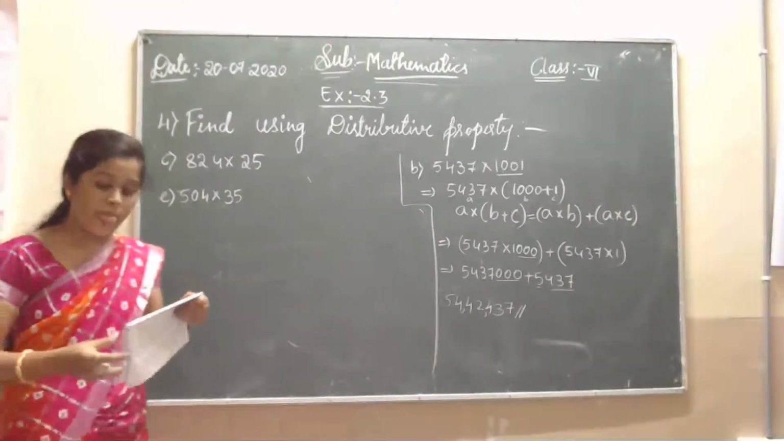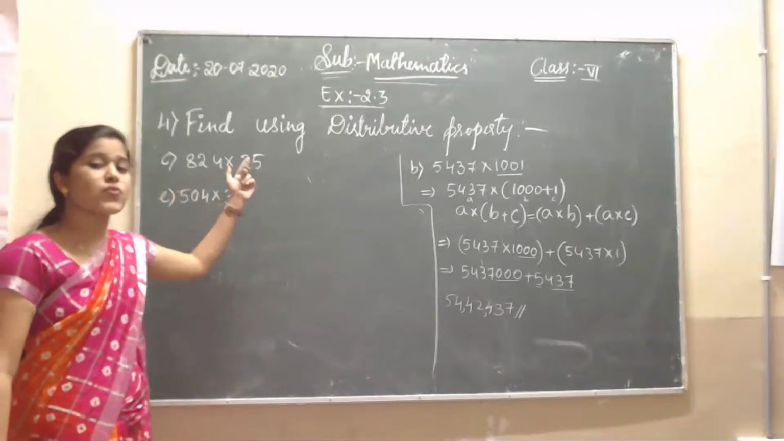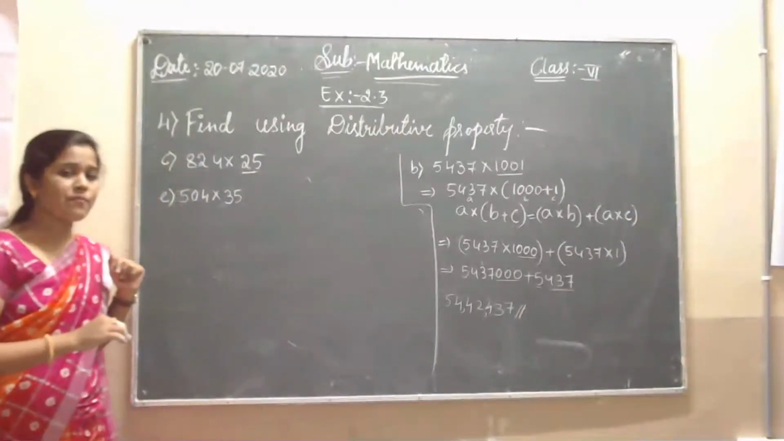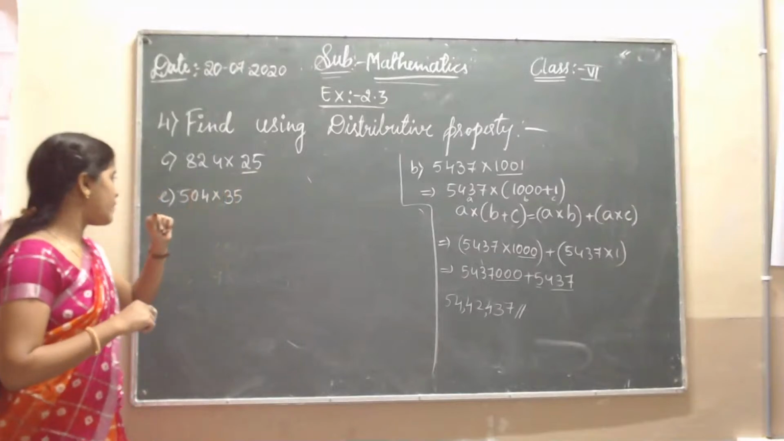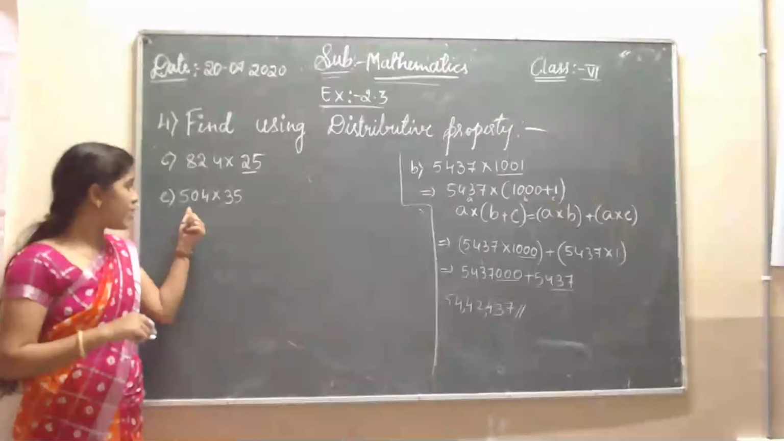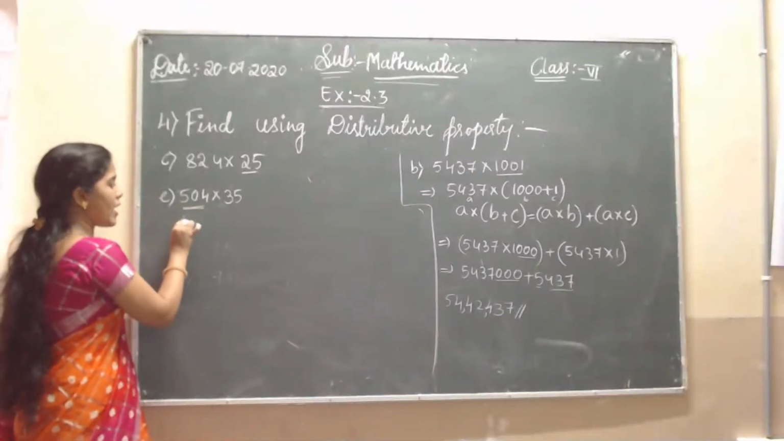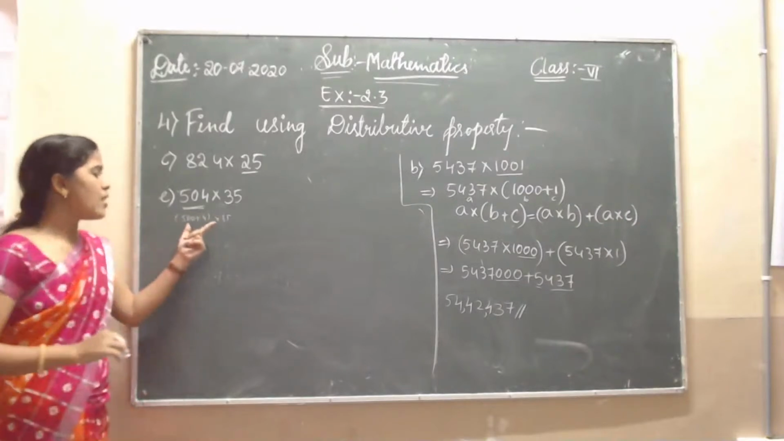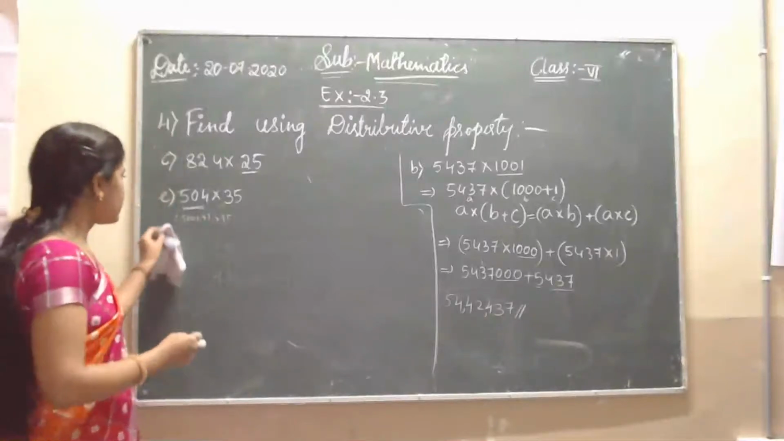See, I will explain. See students, split this 25 as 20 plus 5. 25 as 20 plus 5. Here, split 504 as 500 plus 4. Split this one. 500 plus 4 into 35. Like this and multiply. Okay, this is easy. Solve this.